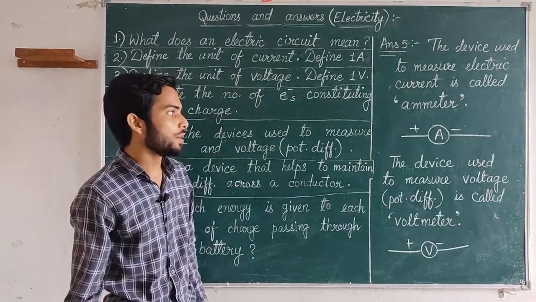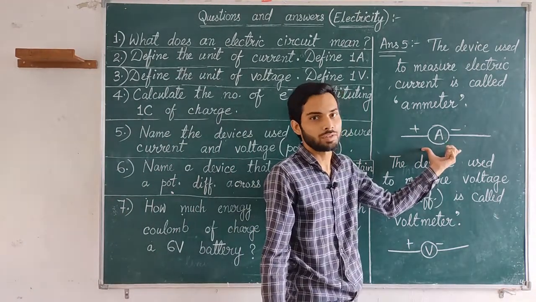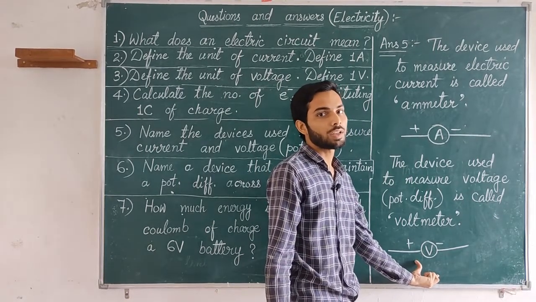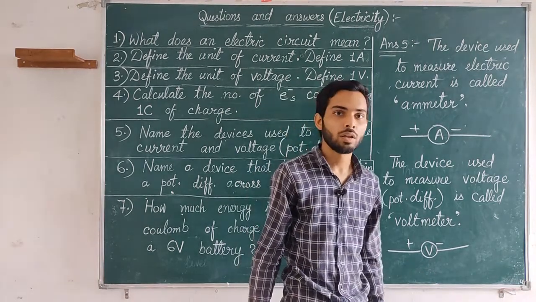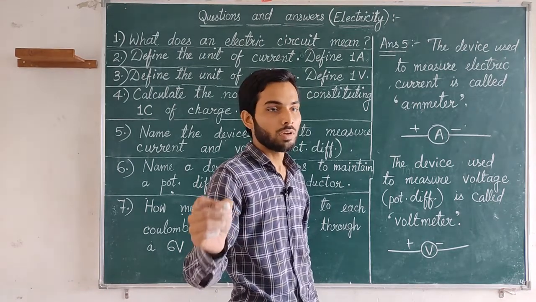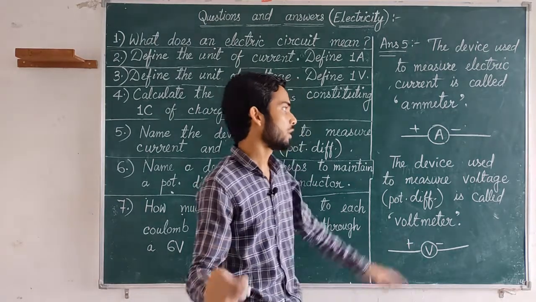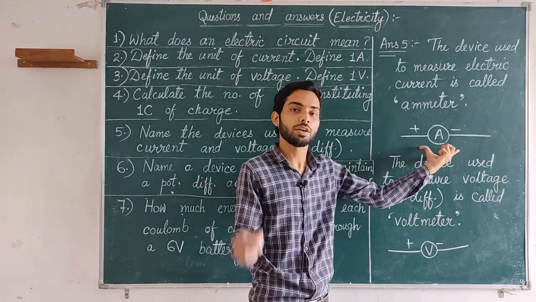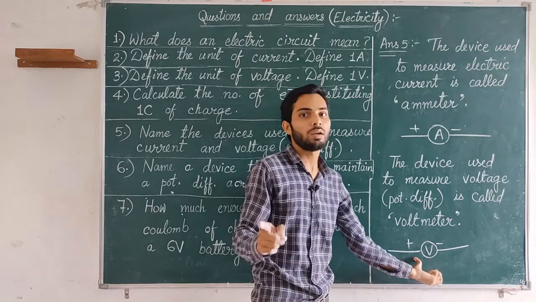And my dear students, there is an interesting fact that an ammeter is always connected in series in the circuit and a voltmeter is always connected in parallel in a circuit. So to understand better the concept of series and parallel combination, we will discuss the series and parallel combination of resistor, and from that topic you will be able to understand better what is series combination and what is parallel combination. An ammeter is always connected in series and a voltmeter is always connected in parallel in a circuit.